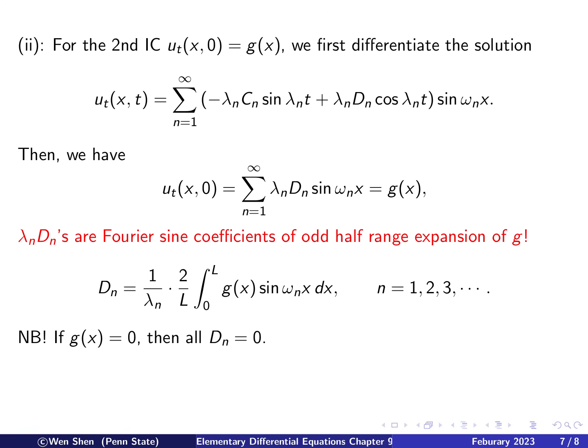Again, an observation: if g is 0, then all the d_n's are 0. So it's kind of neat here. The solution is written in this form. You see the terms with c_n's are caused by the initial position of the string away from equilibrium, and all the terms with d_n are caused by the initial movement of the string.